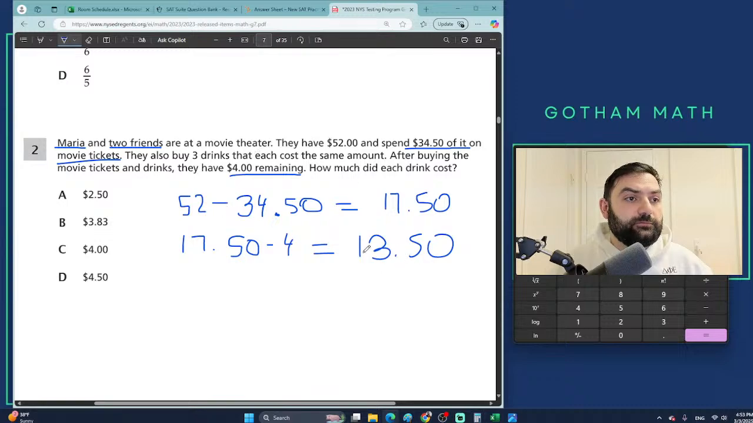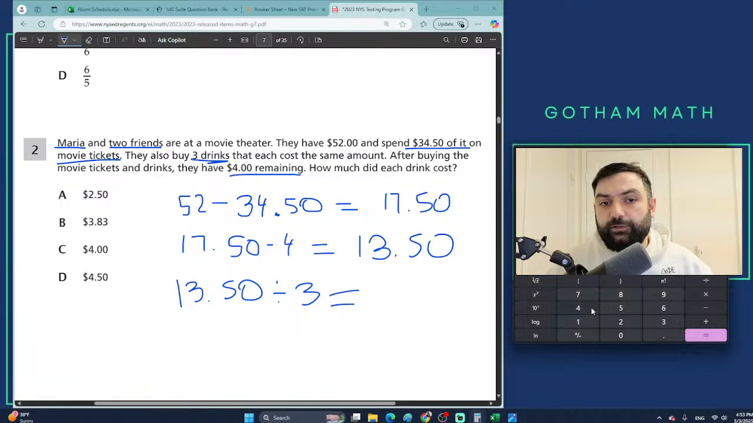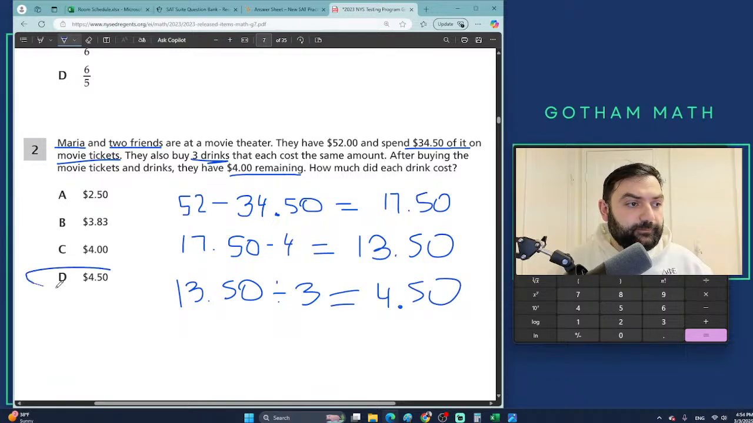So now we just have to divide 13.50 between 3 people, right? Because they have 3 drinks, 3 people. All right, so here we're gonna do this, and then we're gonna divide, and we get $4.50, and that's the answer. D. All right, moving on.